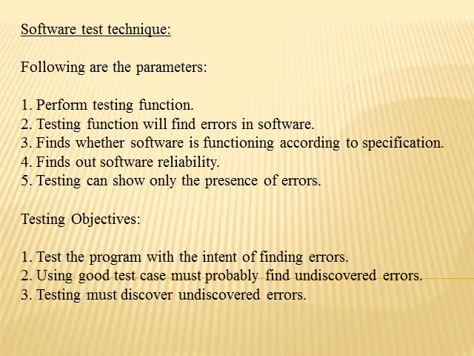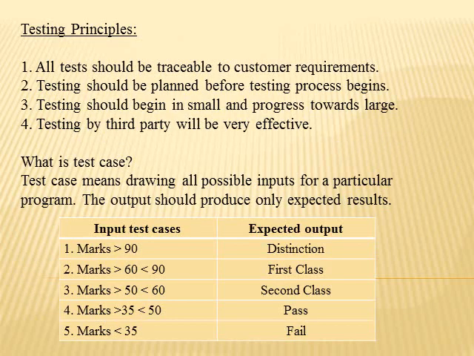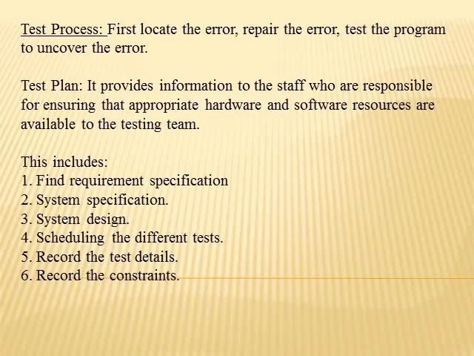And for test techniques, first we have to do the testing, find the errors, and rectify the errors, then we can achieve reliability. The objective of testing is to find out the undiscovered errors. The principle is to give correctness to the client. Here, test cases may be greater than 90, lesser than, or in-between values; all possible values we have to find out. In the test process, we have to find the error, repair it, test again, and uncover the error.